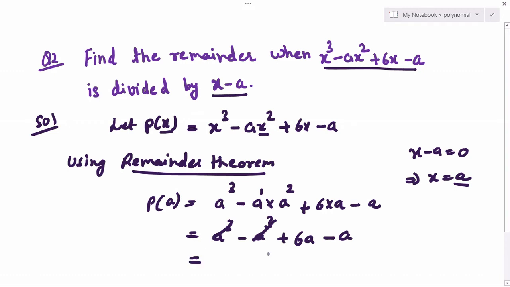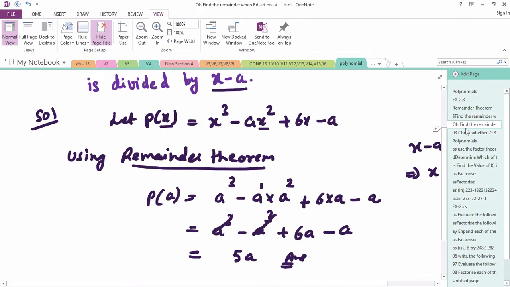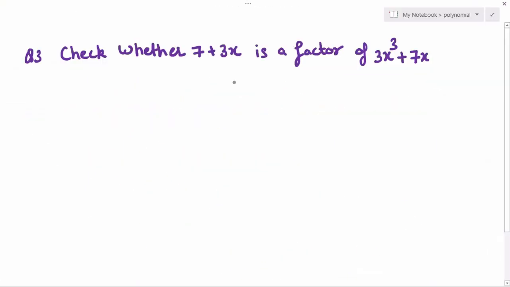Plus a cube minus a cube would cancel, and this is 5a. From 6a, when you subtract 1a, you will get the answer 5a. This is your answer. Okay, this is a very simple question. Let us do the last question of this exercise. The last question is, check whether this is a factor of this. It means this is a polynomial and you want to check that this polynomial is a factor of this.